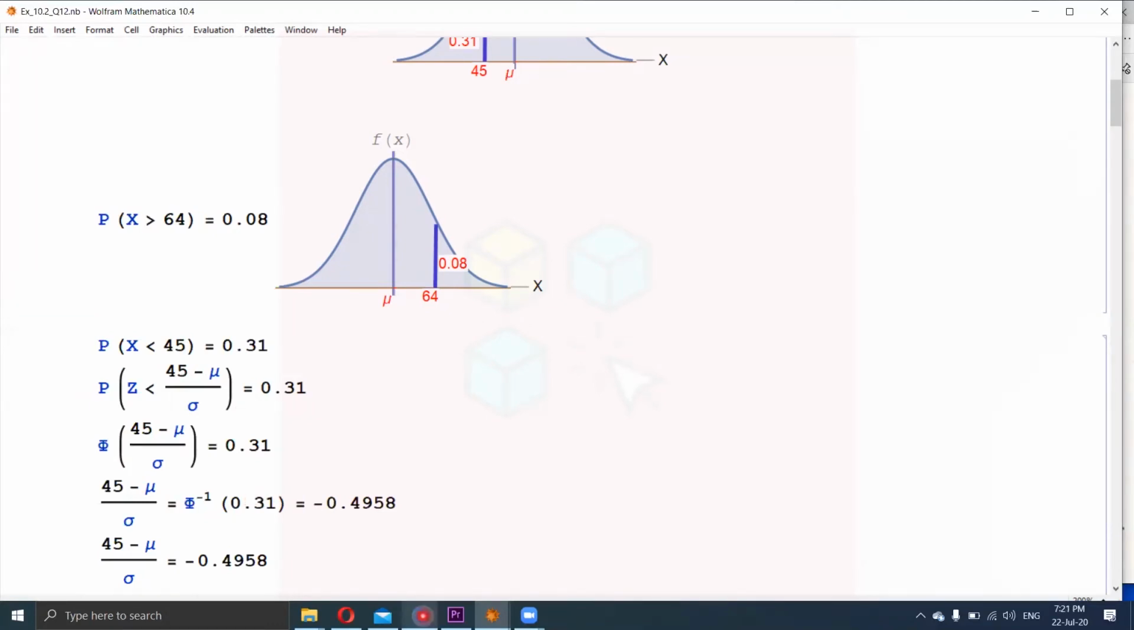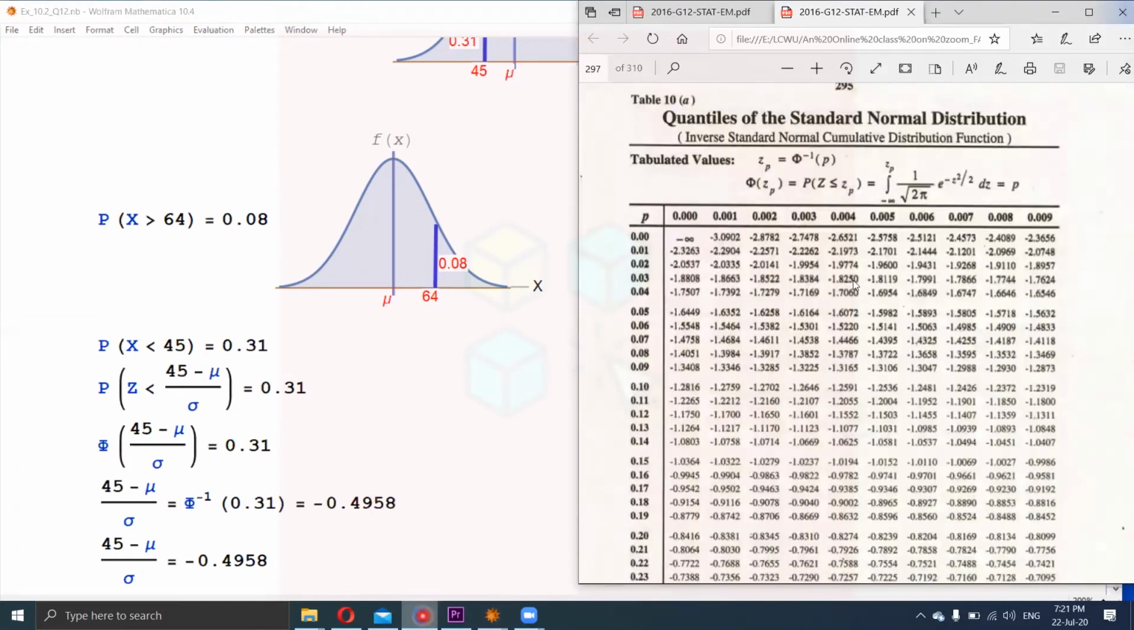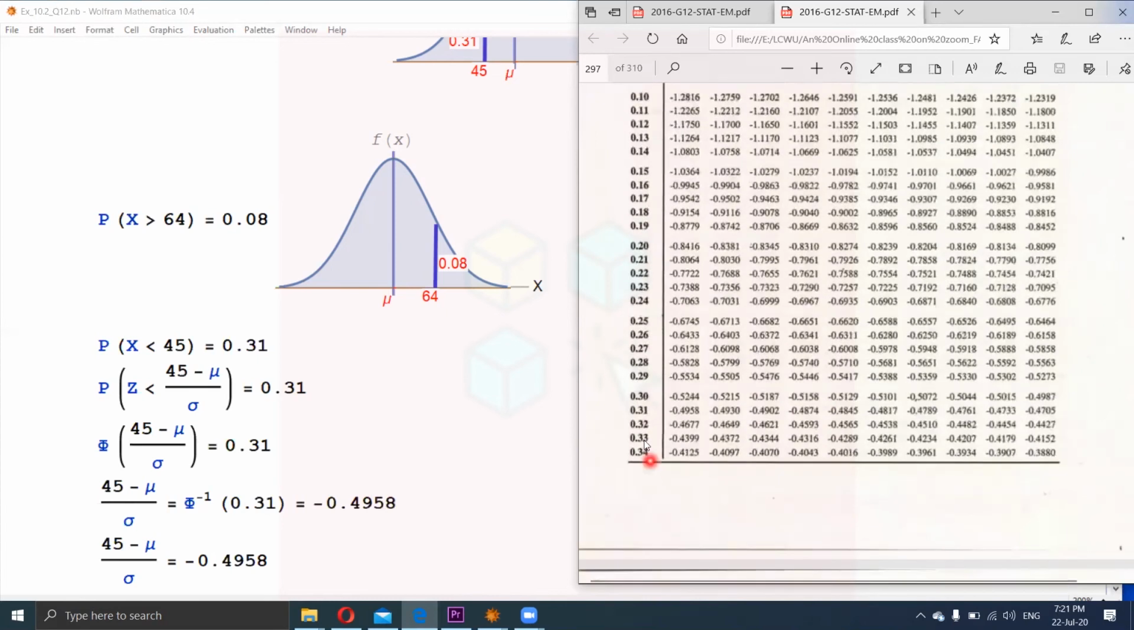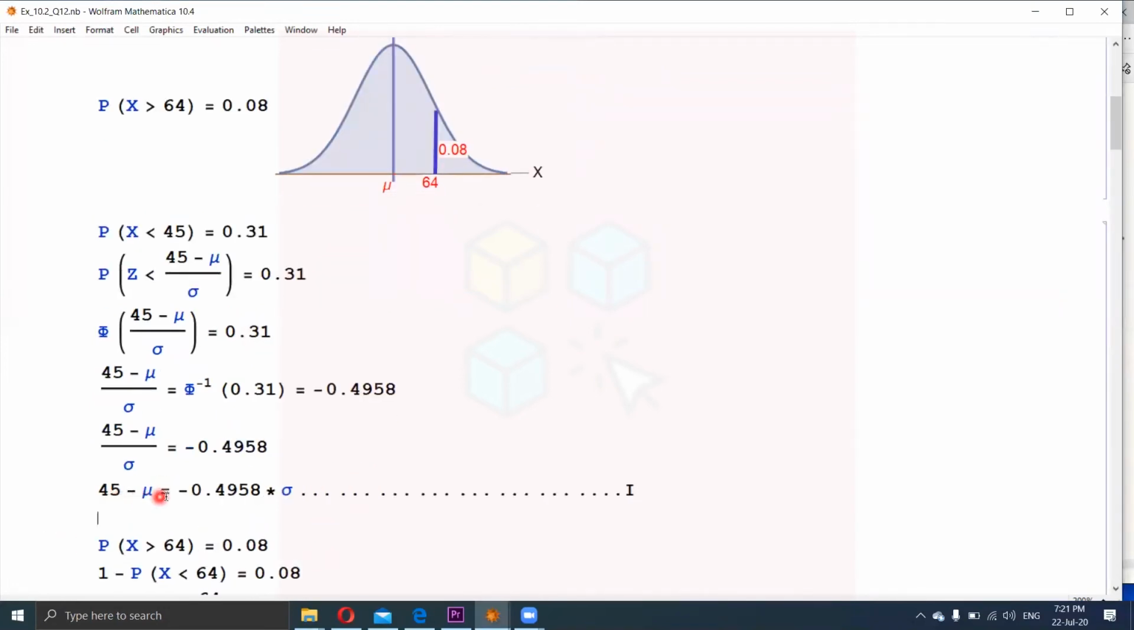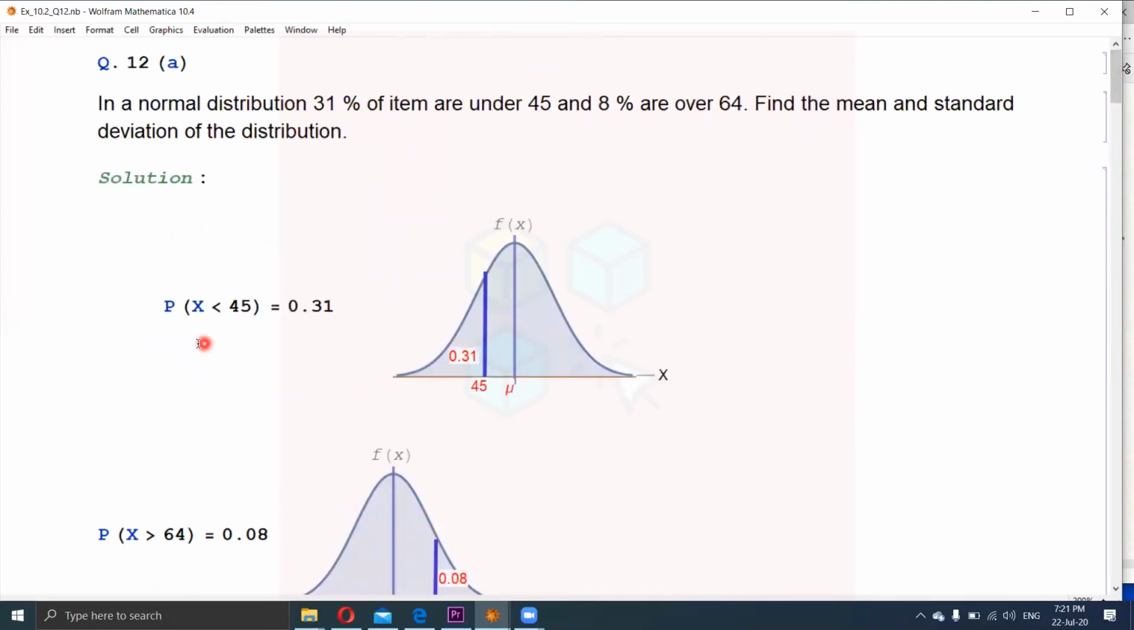So using this table, 0.31 is searched under the probability column P. It's not here. 0.31, this one, is under the column 0. Its value is minus 0.4958. So we use this value in our expression, and our equation is now converted into 45 minus mu is equal to minus 0.4958 into sigma. This is our first equation, which is obtained using the first figure and first given probability.